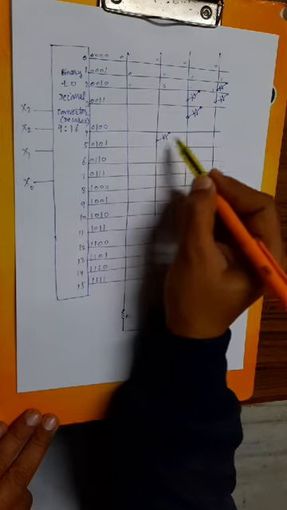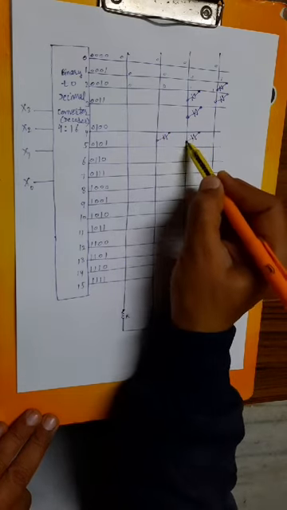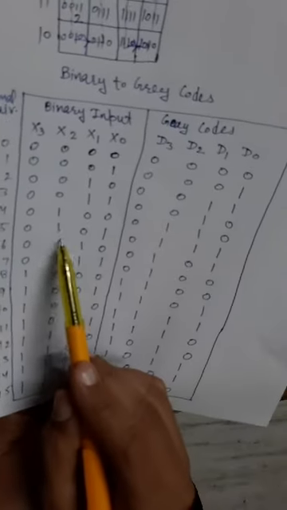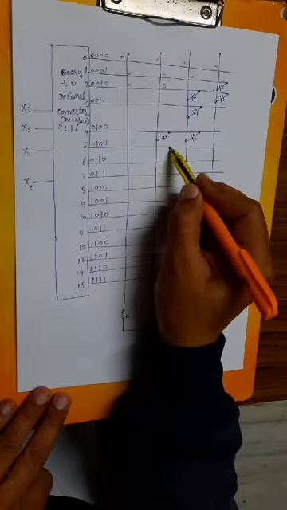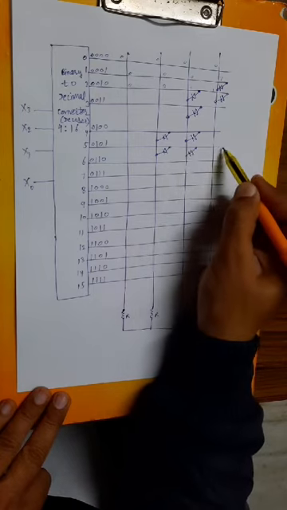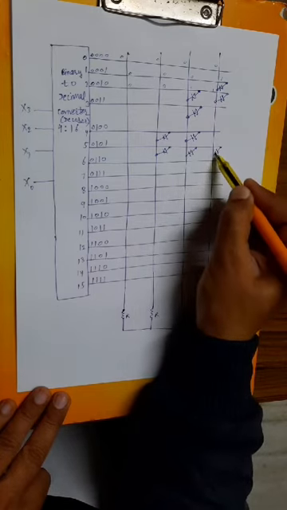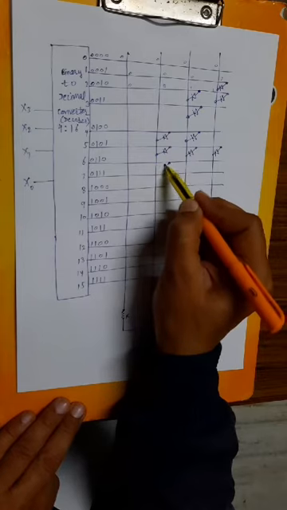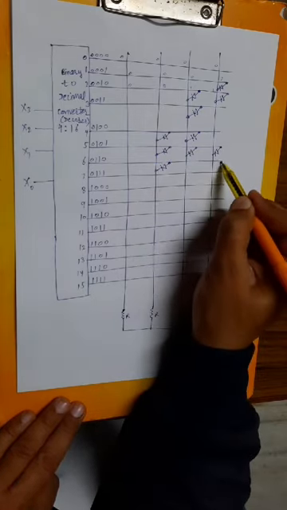Okay, for the 5, sorry, for the 5, what will be the combination? 0 1 1 1. Then for the 6, 0 1 0 1.